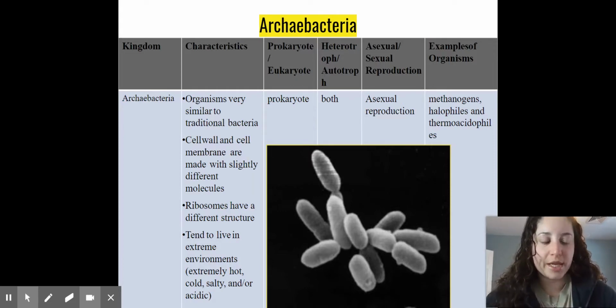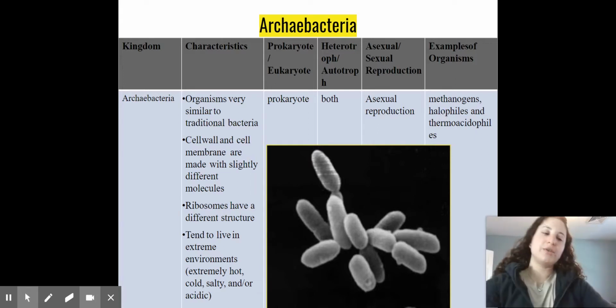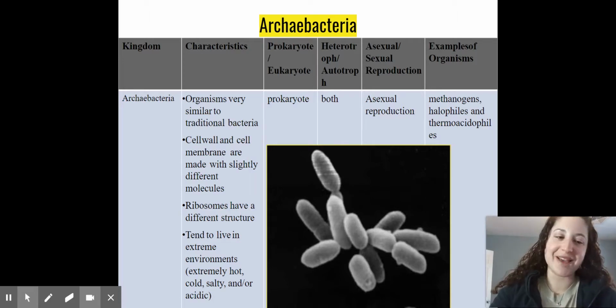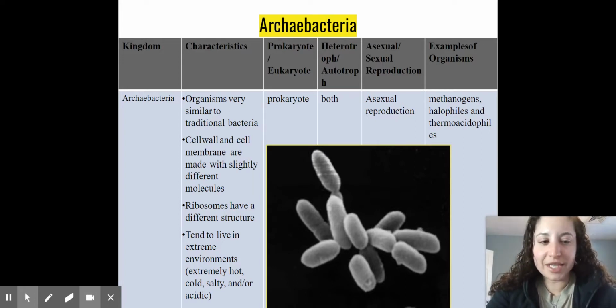And then let's talk about the examples. So methanogens, they like to live where there's a lot of methane gas. If I took one of you and put you in a chamber full of methane gas, you would die. Usually you'll find methane gas in deep sea vents, that type of area. And so they like to live there. No other organism can. Halophiles like salty environments.